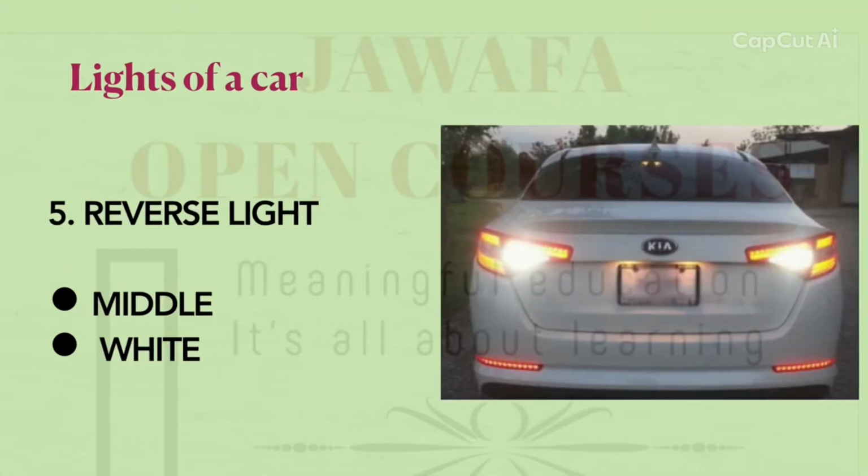Next, at number 5, we have the reverse light. It's positioned right in the center among the indicators, the brake lights and the rear fog lights. It's distinctly white in color, and when you shift your car into reverse gear, it automatically illuminates.